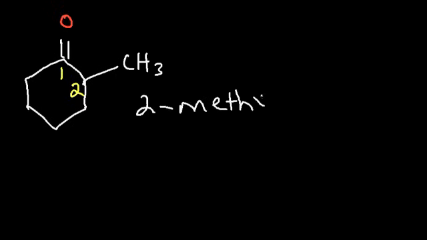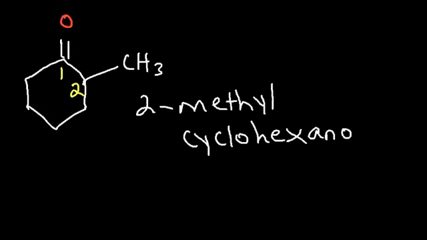So now what if we have a ketone and let's say a methyl group attached to it? How can we name this particular ketone? The ketone is automatically assigned a number of 1. So this is going to be called 2-methylcyclohexanone because we have a 6-carbon ring.